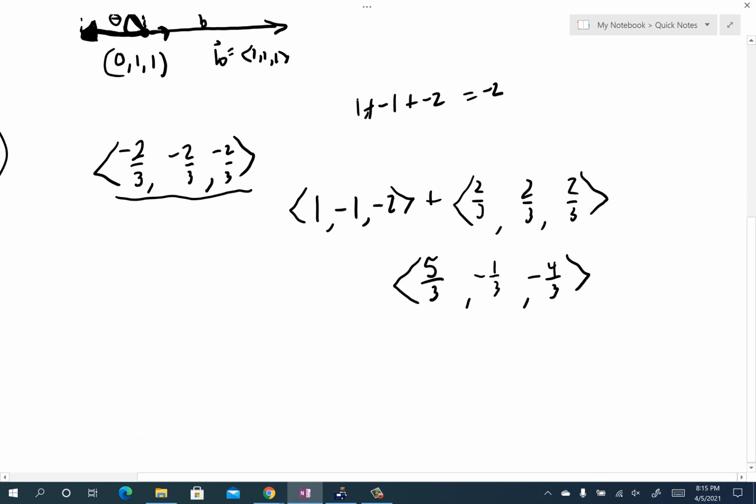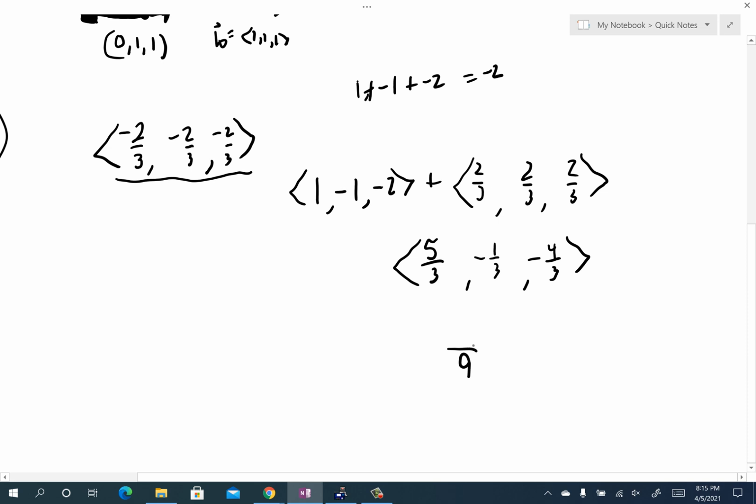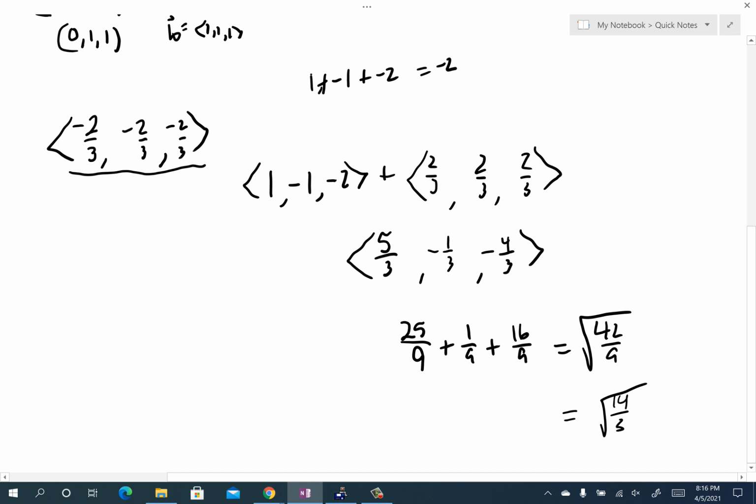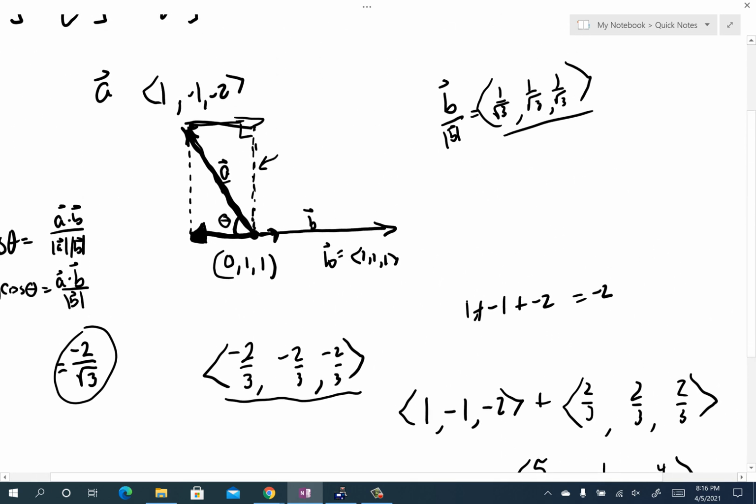And now I need to find the magnitude of this guy. So that's 25/9 plus 1/9 plus 16/9, which is equal to the square root of 42 over 9, which reduces to 14 over 3, I think. Doesn't it? I think so. Yeah, that looks good. Now let's see where I screwed up earlier, because I think I messed this up earlier. I did.